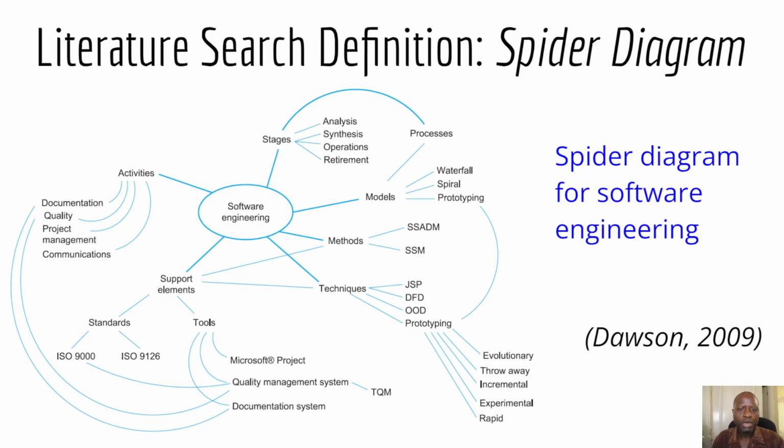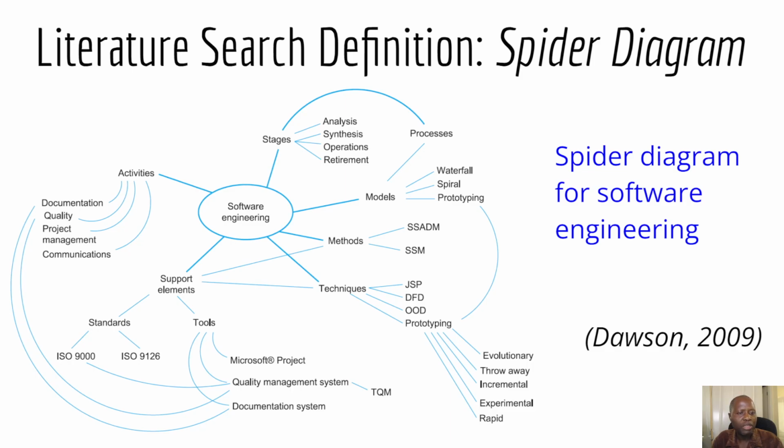A way to analyze your problem so as to come up with a search definition for your literature review is to create a spider diagram. A spider diagram is essentially a mind map, like the one you see on this screen, which tries to analyze the domain of software engineering and break it into various parts. Software engineering consists of phases. It also has methods, development methods, techniques, and also support elements. And of course, notice that you can also link some of the elements to each other.